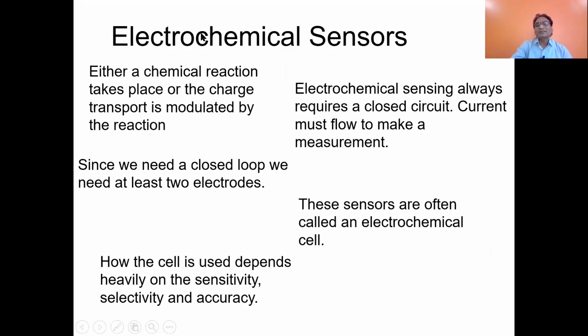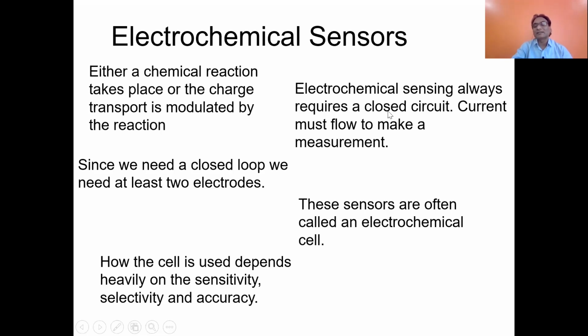Now, what is actually happening in an electrochemical sensor? Either a chemical reaction takes place or the charge transport is modulated by the reaction. Truly speaking, both things are going to happen. Charge transport is going to happen there, and electrochemical reactions are also going to take place in electrochemical sensing.